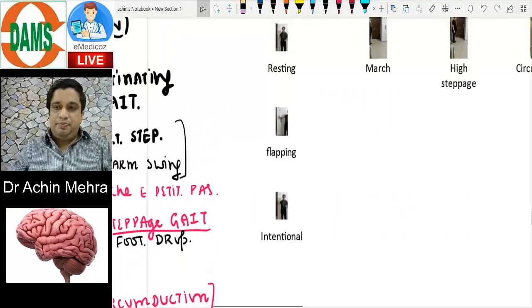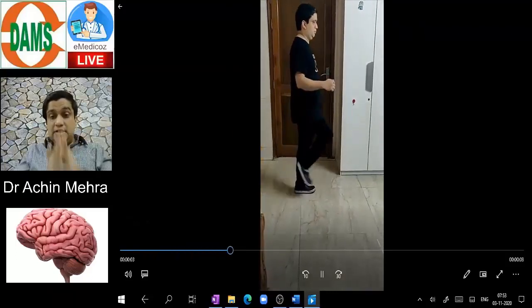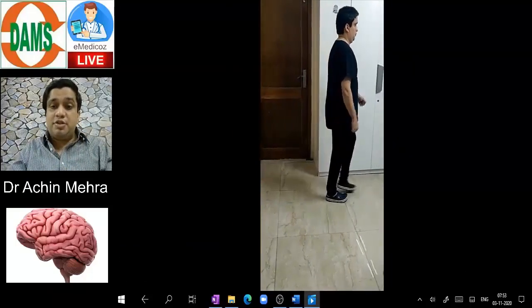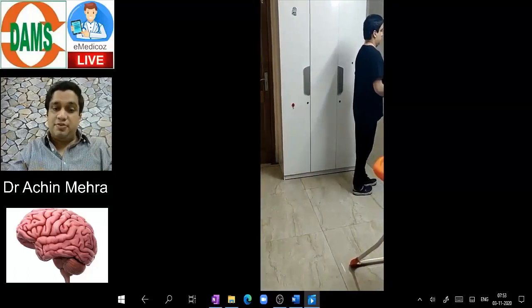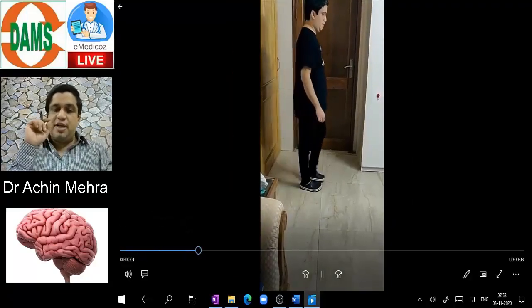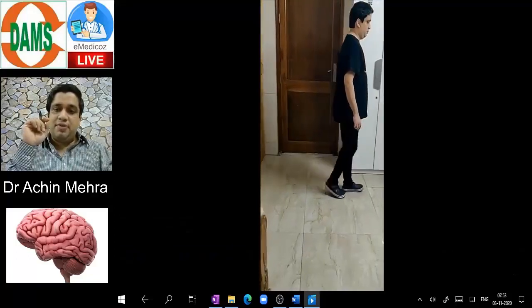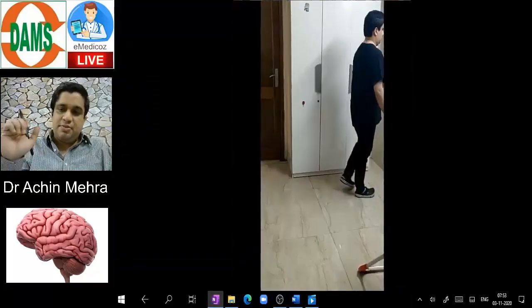Now, let me just show you a videographic representation of them, like marche a petit pas. Here my foot went up, I took shorter steps, and most important, the forearm movement was very good, like the marching of the soldier. In the high steppage, we find that the person is taking his foot high above the ground because the person is having foot drop. And of course the circumduction gait, making a half circle every time while he is walking, which happened in patients of stroke.